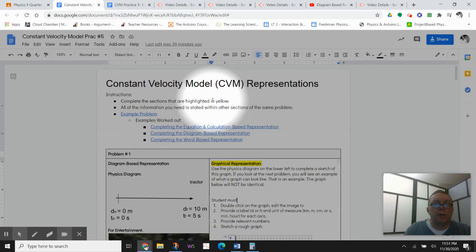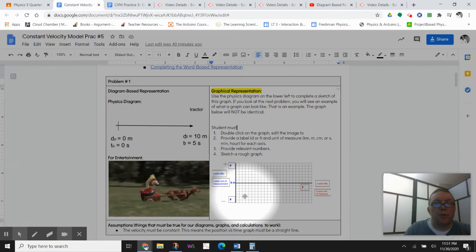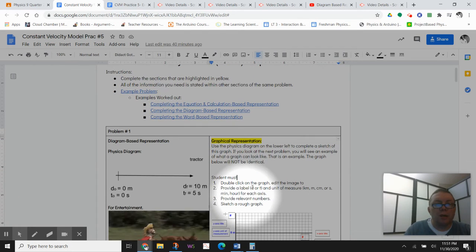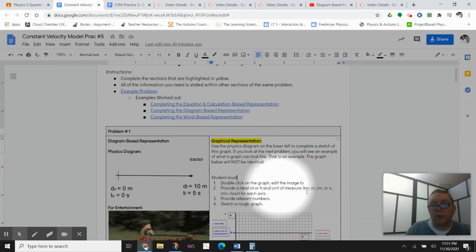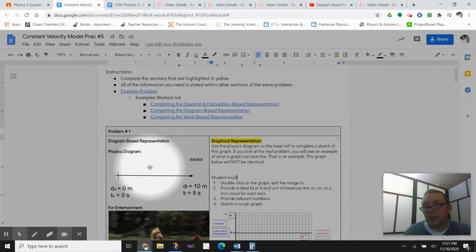Constant velocity model representations. If an object is moving at a constant velocity, we can represent that with graphs, with diagrams, with words, with calculations and equations, all those sorts of things. So the assignment that we're working on today has these whited out sections that are parts we have to complete ourselves. The grayed out sections have relevant and helpful information, but there's no work for us to finish on those.